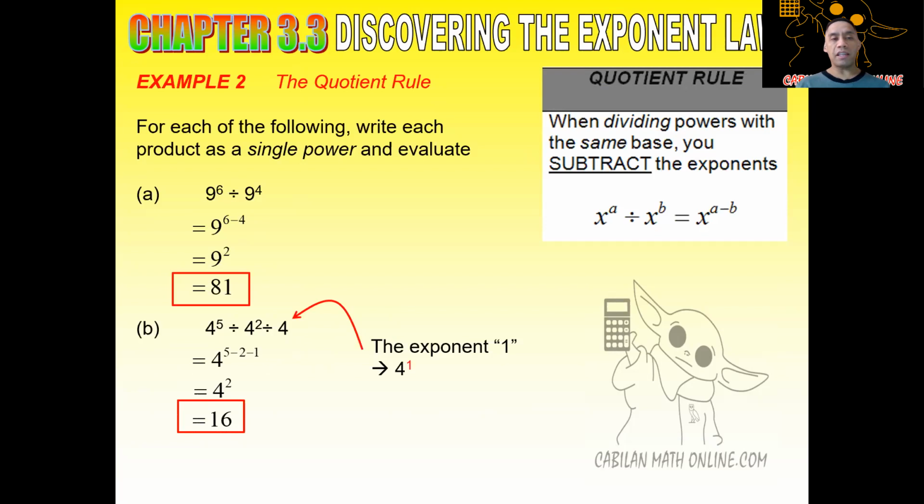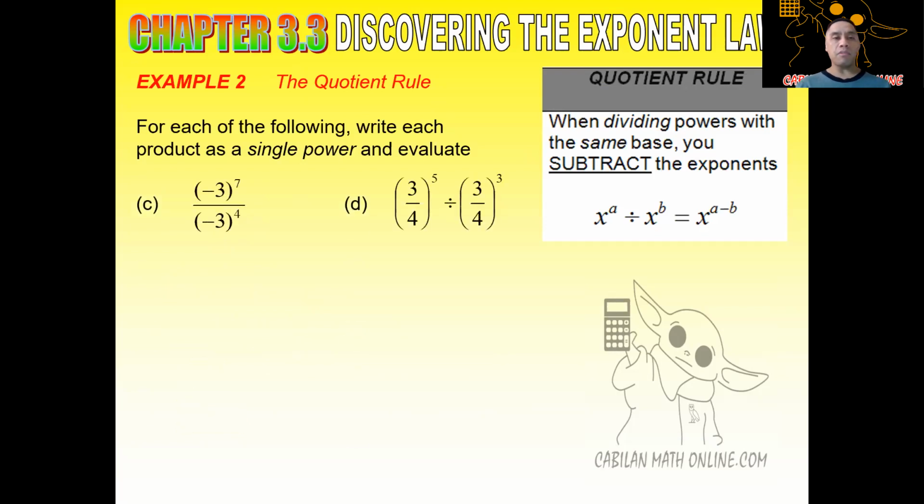Okay, so again, just looking at these two examples, notice the steps are exactly the same. When you're dividing the like bases, all you have to do is to subtract the exponents and evaluate it where required. Okay, so in the next set of examples, just for part C, notice I've rewritten it in a different way.